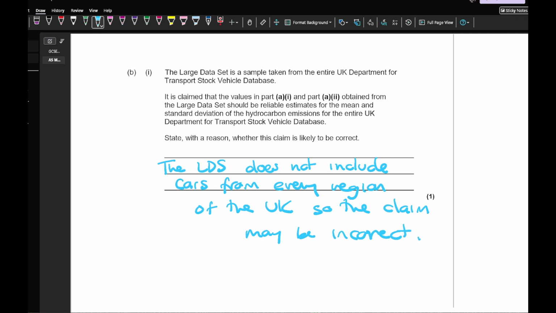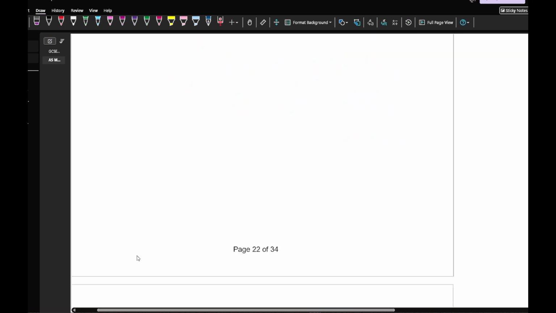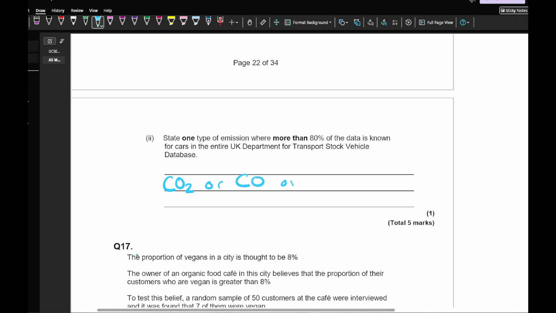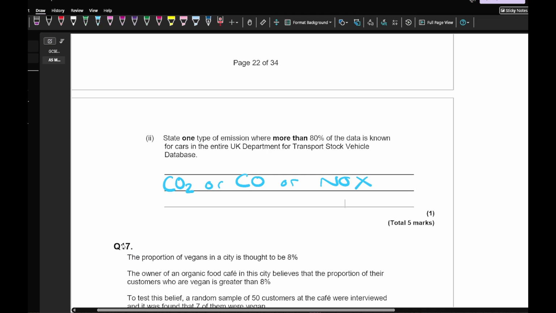And again, for one single mark, I'm not a big fan of these large data set questions. It is usually one of these guesses that you then may need to make, but for one mark, can you afford it? I'll leave that one up to you. Then for part II, it says state one type of emissions where more than 80% of the data is known for the car in the entire UK Department of Transport Stock Vehicle database. Again, you can go for CO2 or CO or NOx. Any of those three will be good enough for the single mark.